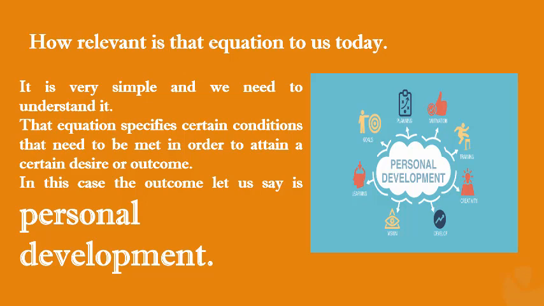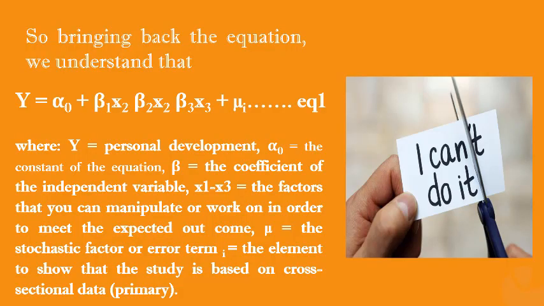What it implies is that the regression equation specifies certain terms, certain conditions that need to be met in order to attain a certain desired outcome. From this explanation, we know that the outcome we're trying to get is personal development. And if that is the case, we need to understand how we can plug in all the parameters of this equation to predict how we can achieve our personal development. So now I'm just going to do some form of substitution.